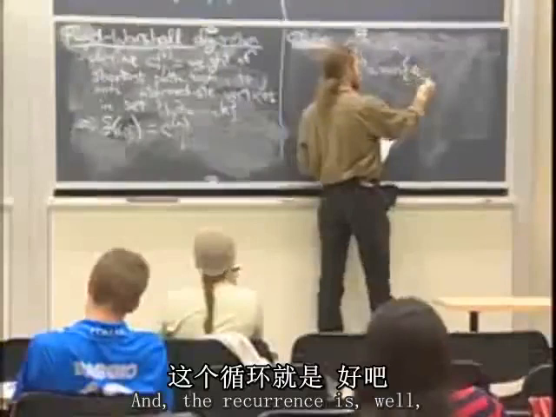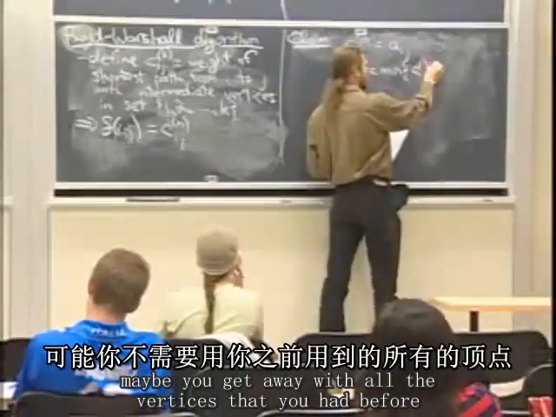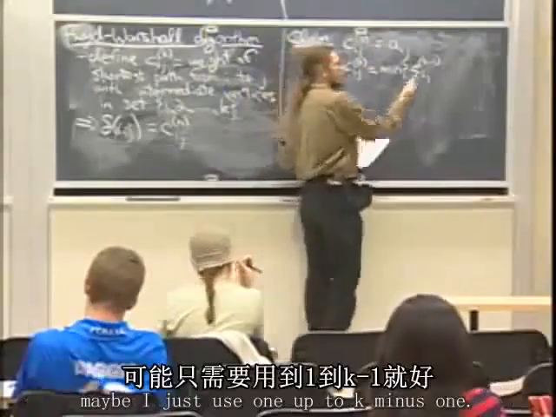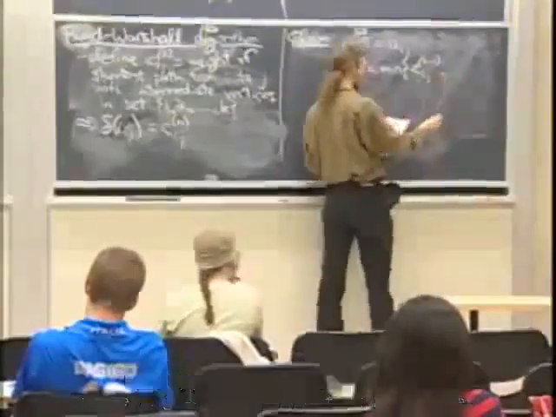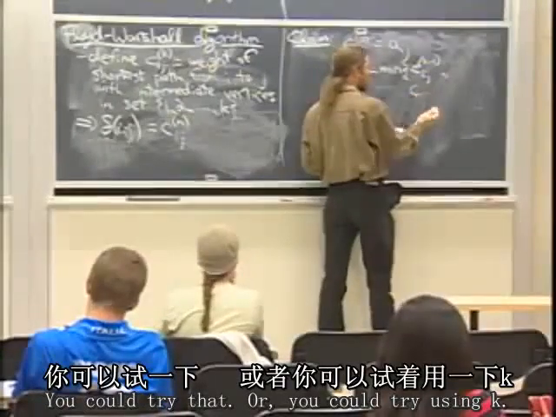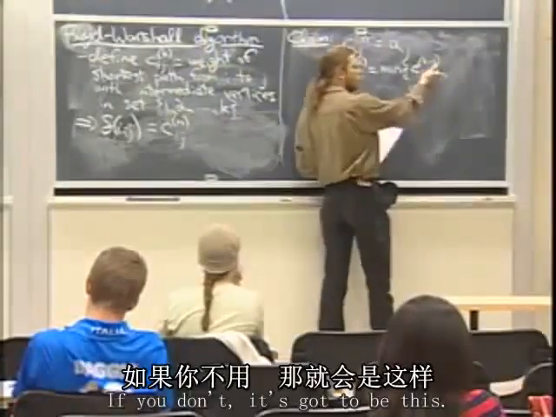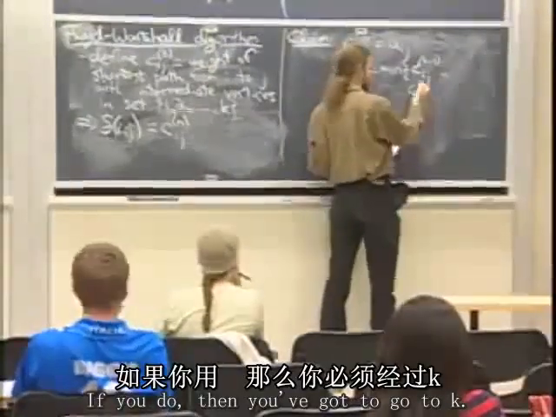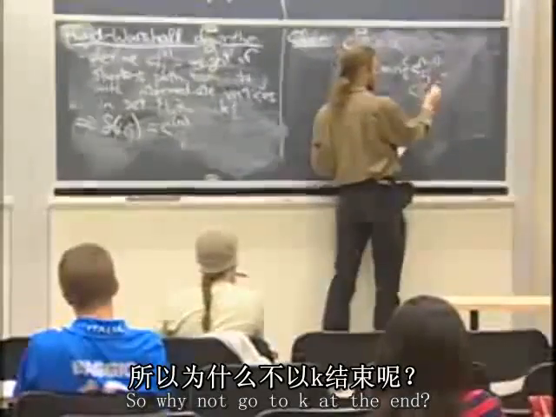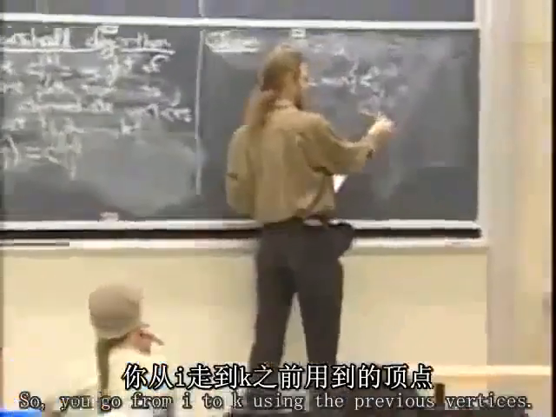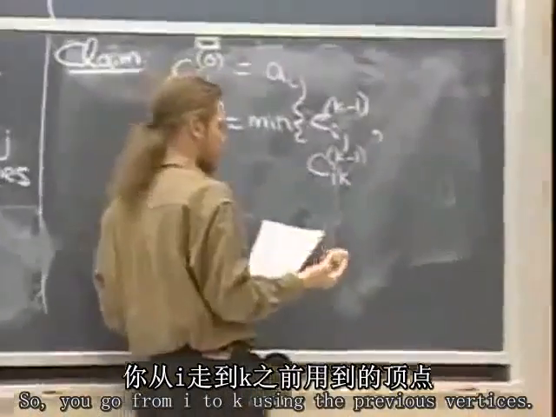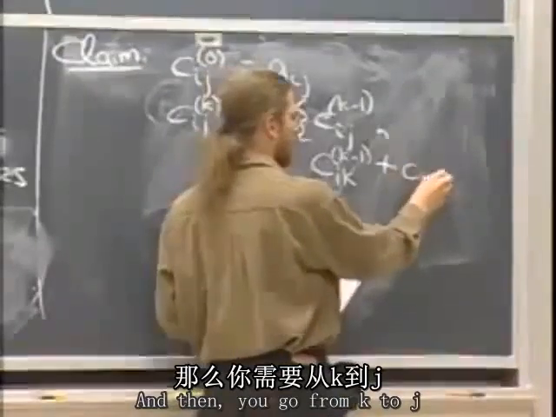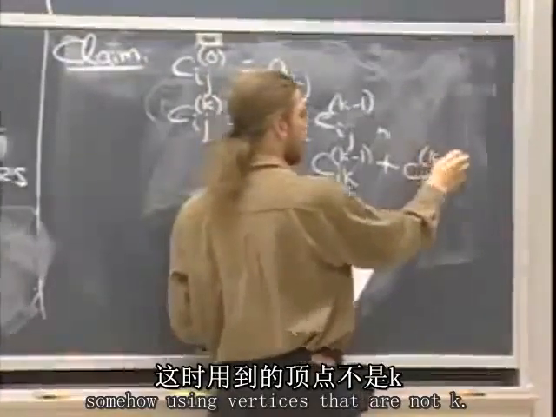And the recurrence is, well, maybe you get away with all the vertices that you had before. So if you want to know paths that use 1 up to k, maybe I just use 1 up to k minus 1. Could try that. Or you could try using k. So either you use k or you don't. If you don't, it's got to be this. If you do, then you've got to go to k. So why not go to k at the end? So you go from i to k using the previous vertices. Obviously, you don't want to repeat k in there. And then you go from k to j somehow using vertices that are not k.